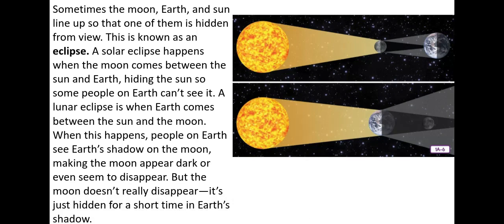Earth can't see it. A lunar eclipse is when Earth comes between the sun and the moon. When this happens, people on Earth see Earth's shadow on the moon, making the moon appear dark or even seem to disappear. But the moon doesn't really disappear, it's just hidden for a short time in Earth's shadow.